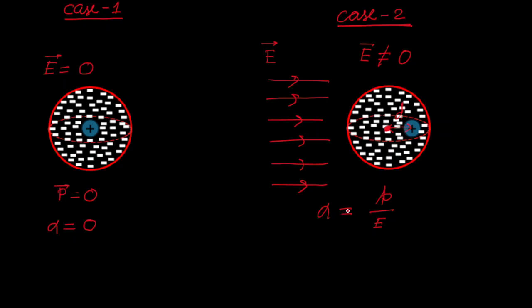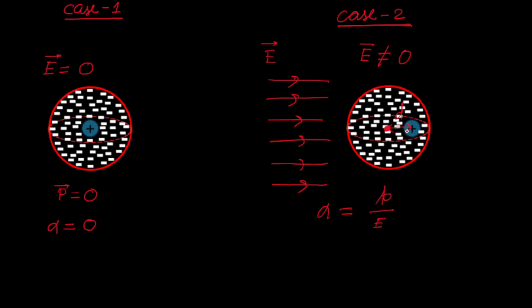Okay, so to calculate this alpha, we have to calculate this dipole. How can we calculate this dipole? We just use the definition. We know the atom carries positive charge Ze and the same amount of negative charge Ze. So the dipole is Ze times the displacement d, but we don't know the displacement. So how can we calculate this displacement?